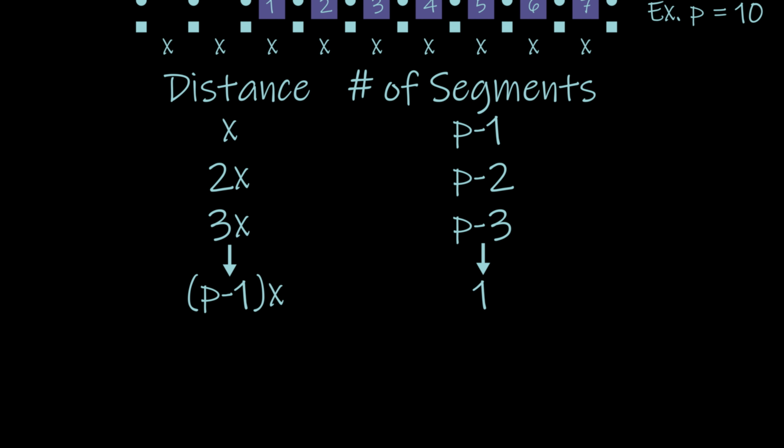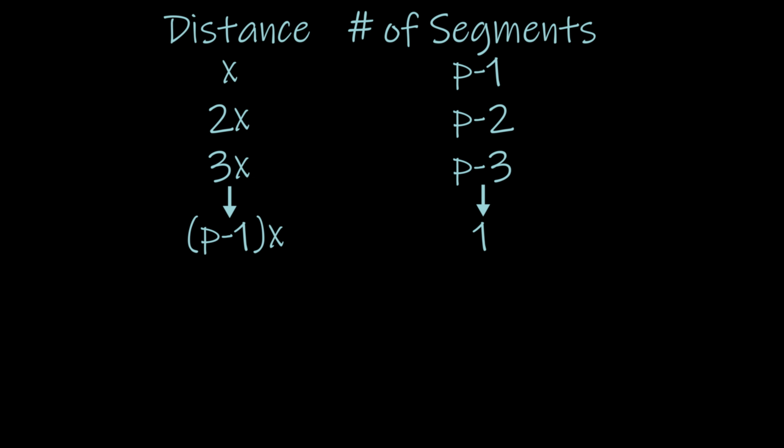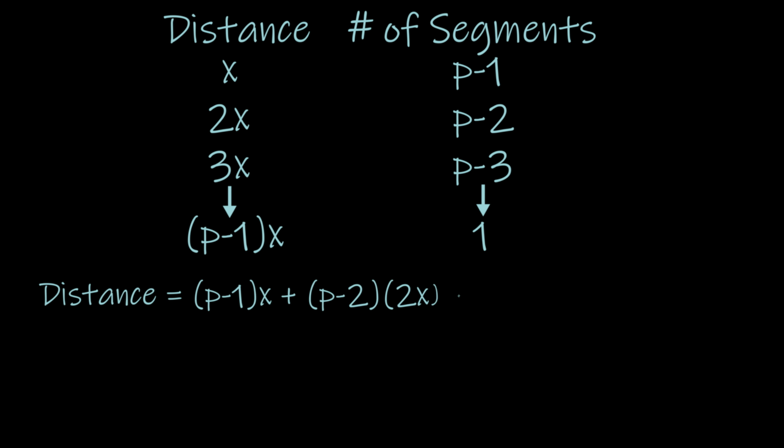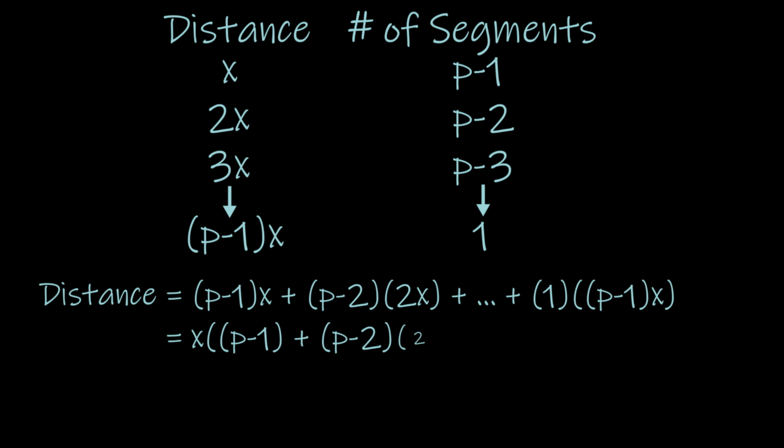So the total distance can be expressed as a sum of all of these smaller distances, which is equal to p minus 1 times 1x, plus p minus 2 times 2x, plus p minus 3 times 3x, all the way up to 1 times p minus 1 times x. Let's factor x out of this sum since it's a common term and get x times (p minus 1 times 1, plus p minus 2 times 2, plus p minus 3 times 3, all the way up to 1 times p minus 1).